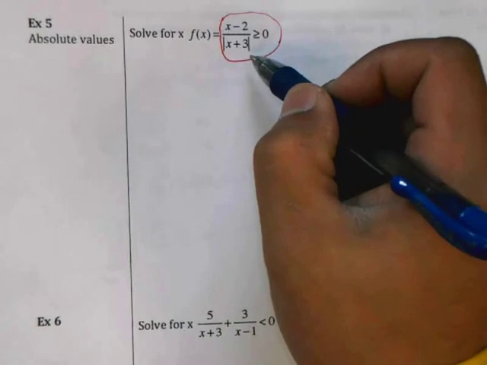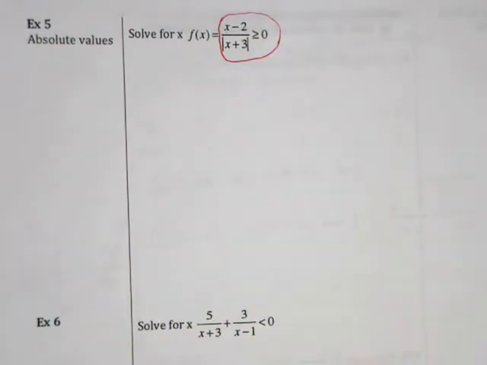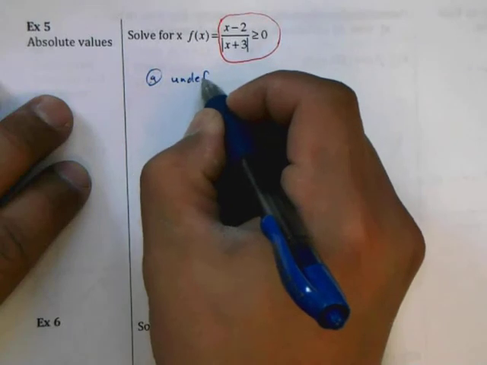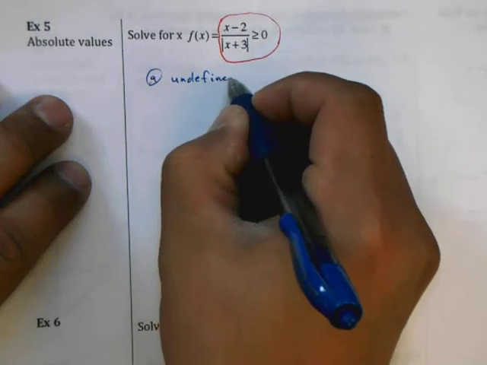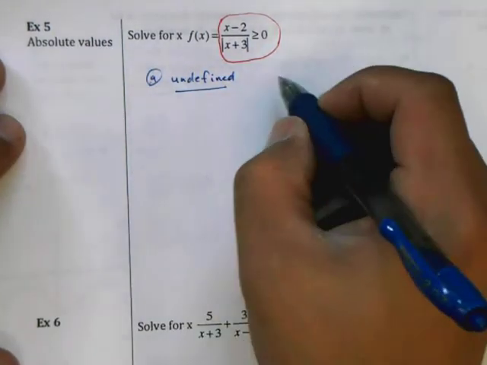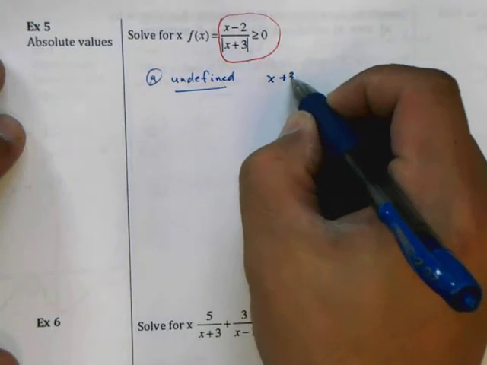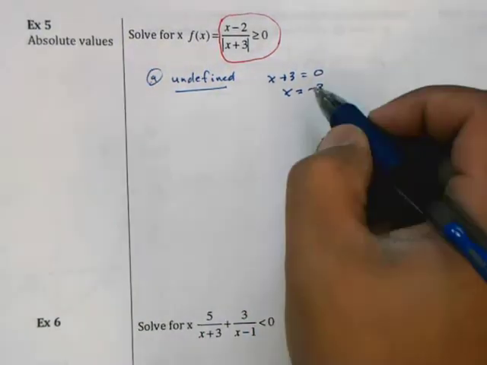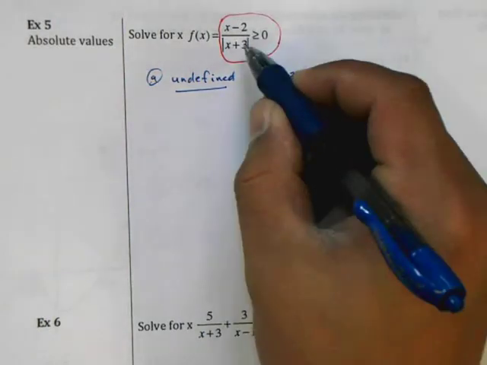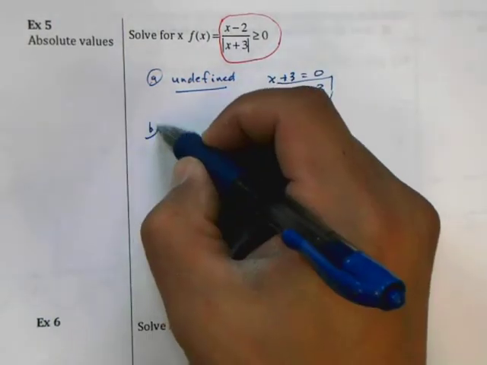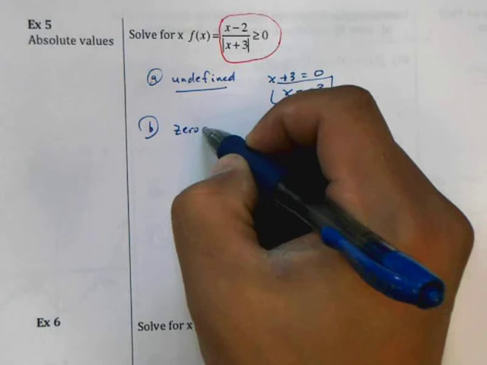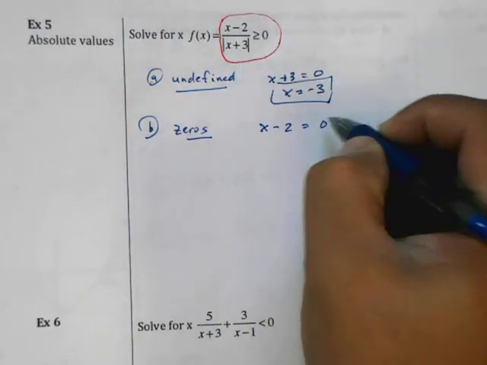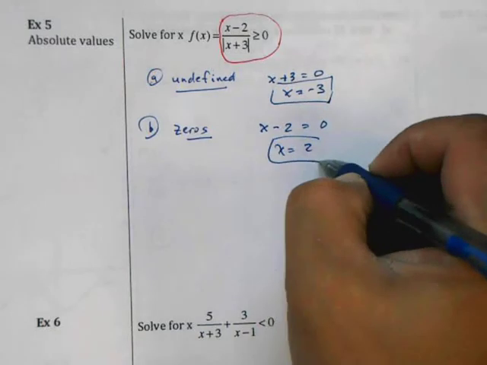So the absolute value makes things a little bit more interesting. So let's first find the undefined values. Well, it's going to be undefined when x plus 3 equals 0, which means x equals negative 3. So if you put x equals negative 3 in there, it's going to be undefined. Where are the zeros? Well, the zero is going to be wherever the numerator is equal to 0, so that's going to be x equal to 2.